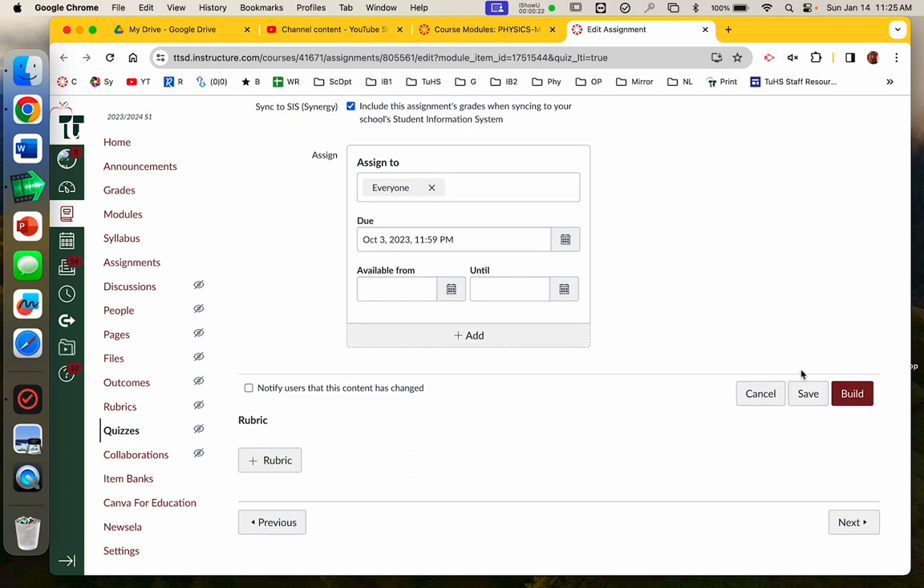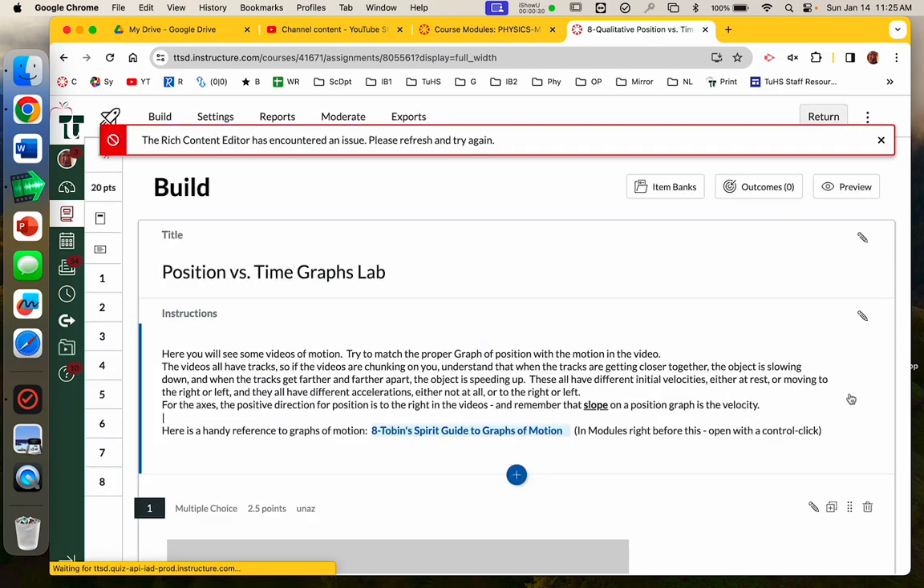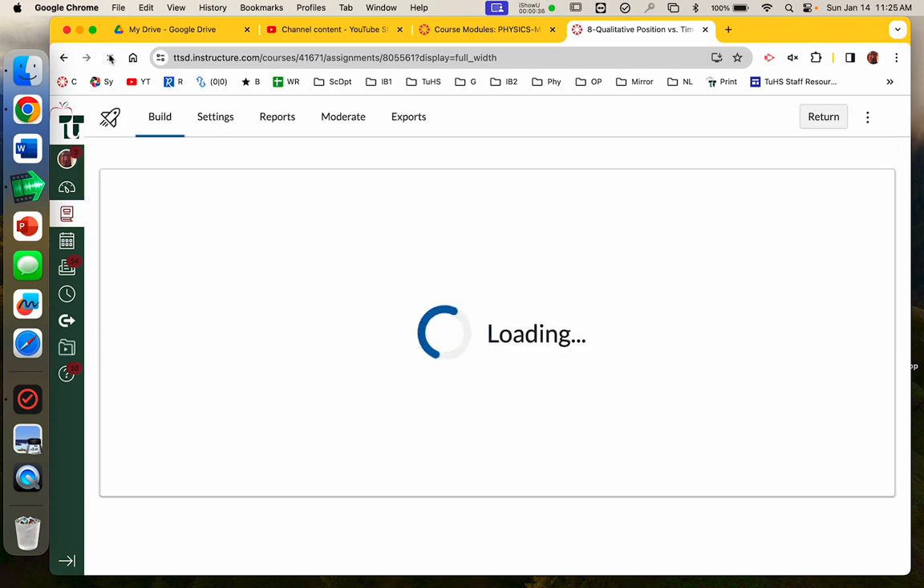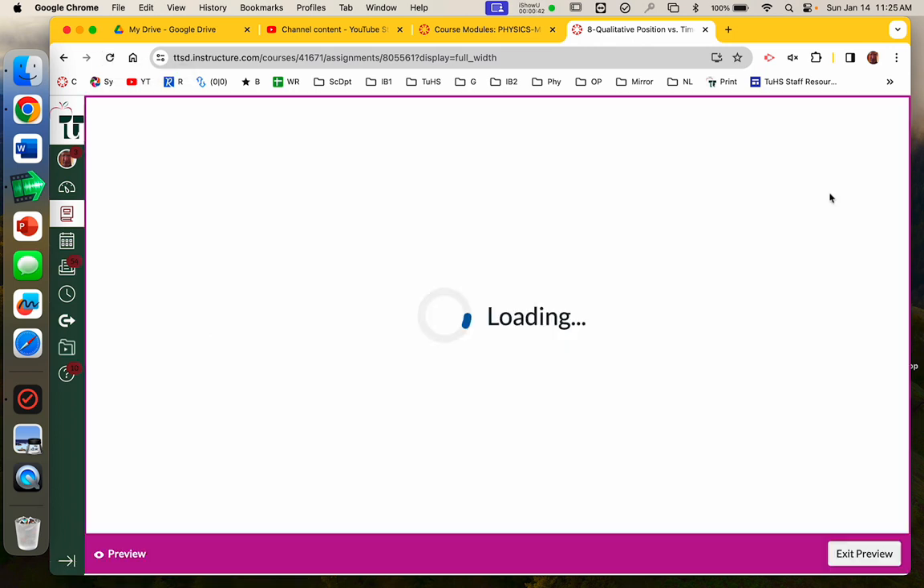Since these are new assignments, you've got to click on that, then click build. It's encountered an issue. Okay, good enough. Let's try refreshing. It's encountered an issue. Well, all right. What I'm going to do here is just do a preview of it.